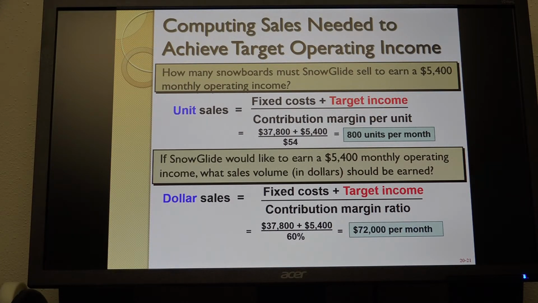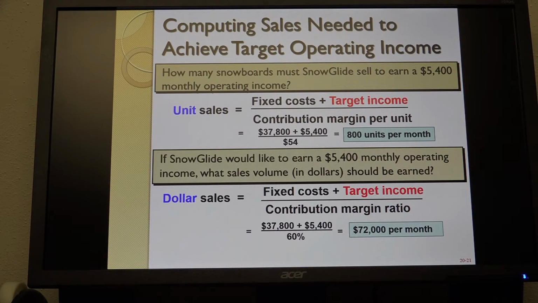Same thing at the bottom. What they have to figure out is dollar sales, not unit sales. You simply take your fixed cost plus target income, $37,800 plus the $5,400, and divide that into the contribution margin ratio, not per unit, of 60% to come up with $72,000 per month.